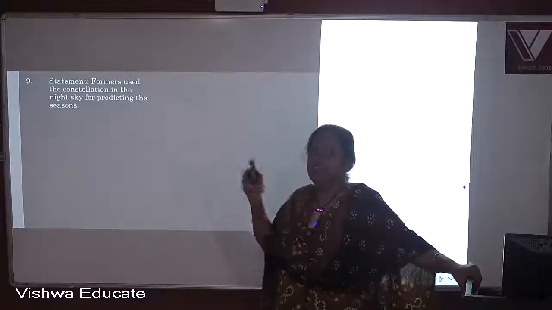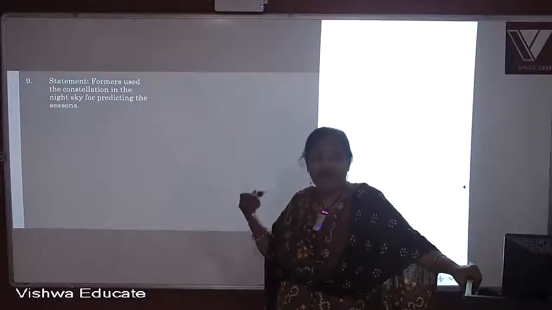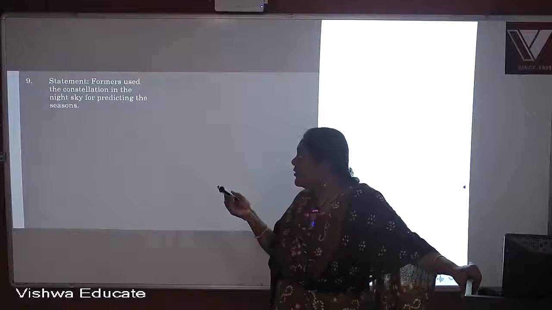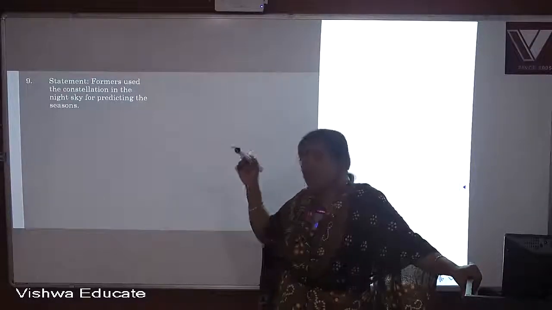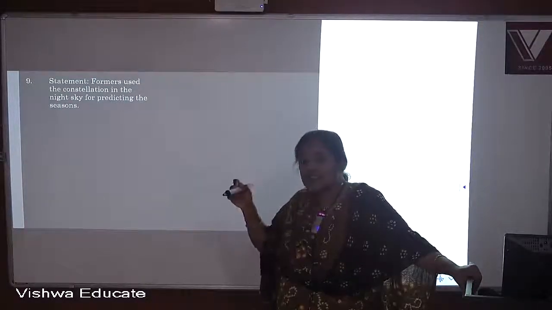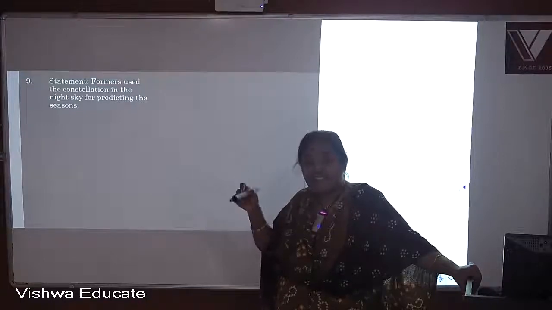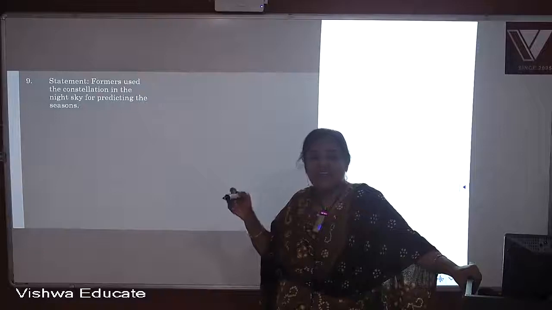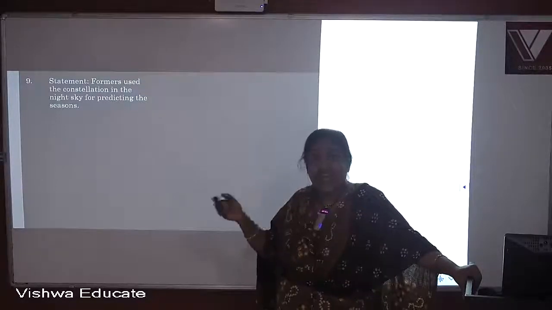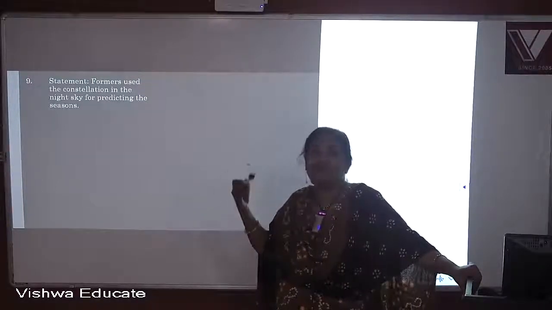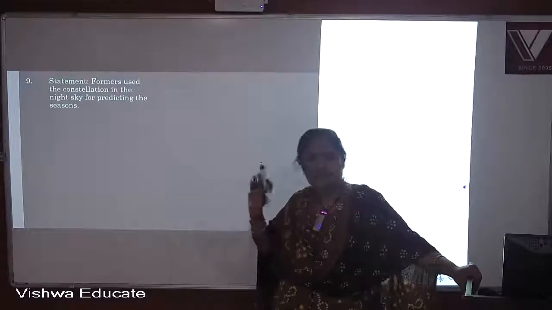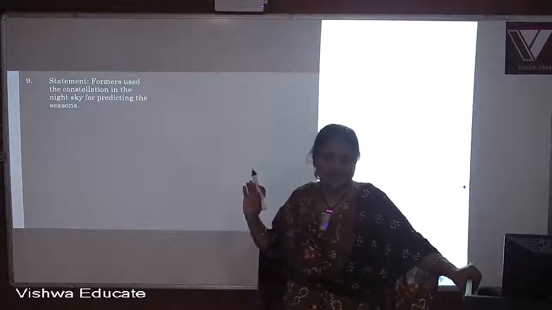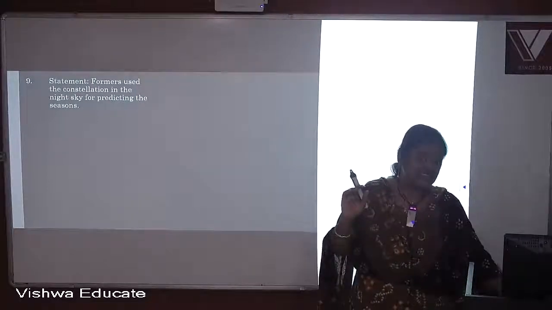For predicting the seasons: rainy, autumn, summer, and so on. So farmers have a particular way of observing and understanding the images of stars formed in the sky, which helps them to predict the seasons. Okay, so this is the understanding of the statement. All right, now let's look at the assumption. What is the hidden part of that?